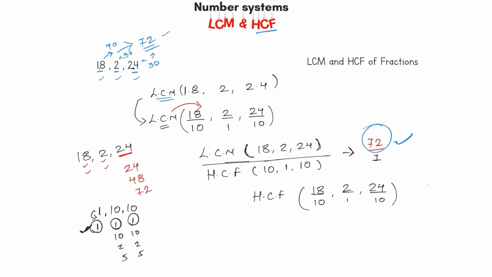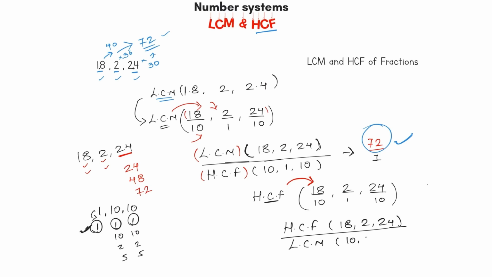So in LCM, what do we do? Take the LCM of the numerator and the HCF of the denominator. In HCF, what will you do? Take the HCF of the numerator and the LCM of the denominator. Just the reverse. In LCM, you have numerator LCM, denominator HCF. In HCF, you have numerator HCF. Whatever is here comes in the numerator. As simple as that. So HCF of the numerators 18, 2 and 24, and then the LCM of the denominators. What are my denominators? 10, 1 and then 10. And my problem is solved.